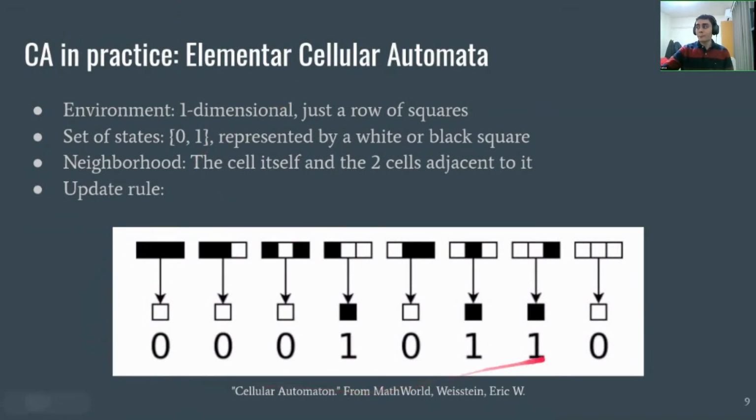Here is an example of a possible set of rules. If you see here, for example, if the 3 cells are black, white, and white, the next state for the cell in the middle should be black. On the other hand, if the 3 cells are white, black, and black, the next state for the cell in the middle should be white.